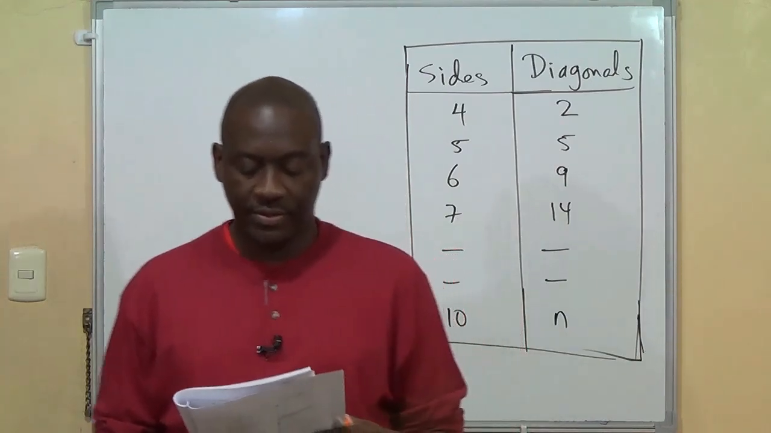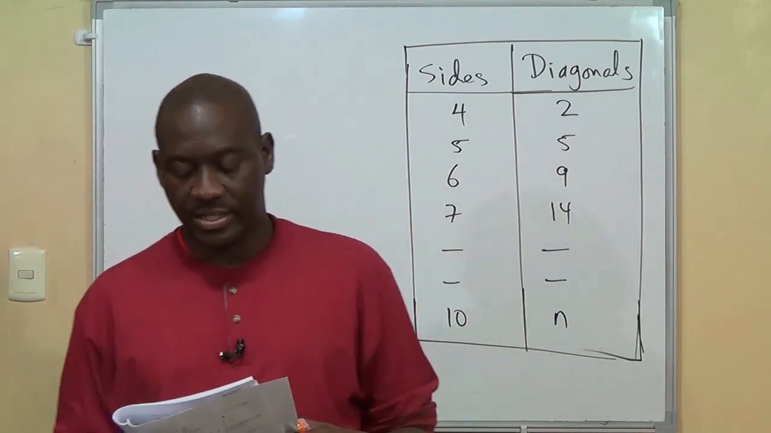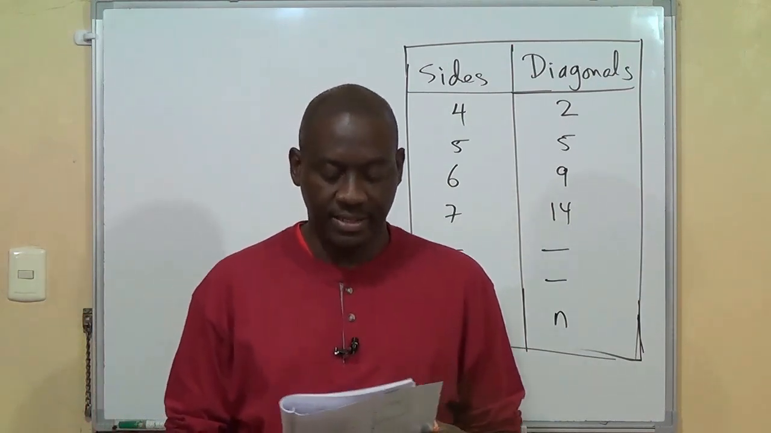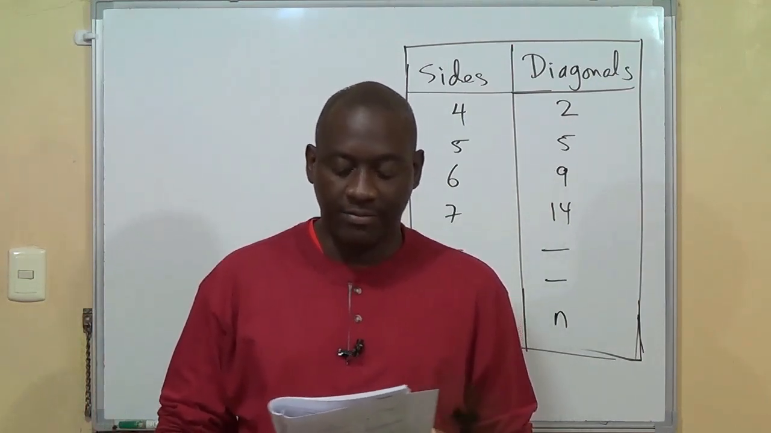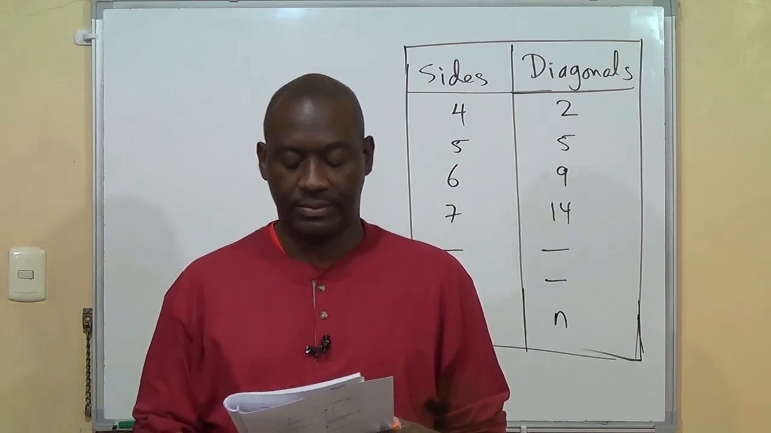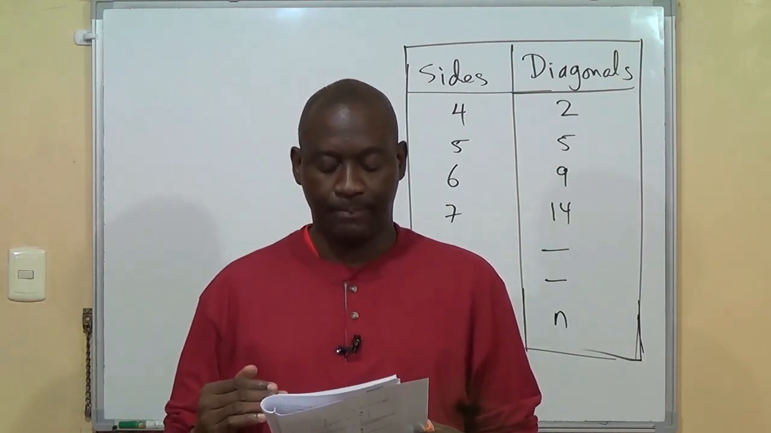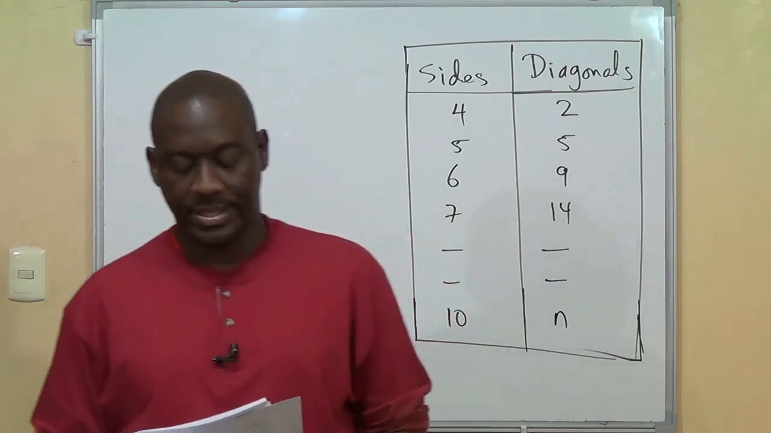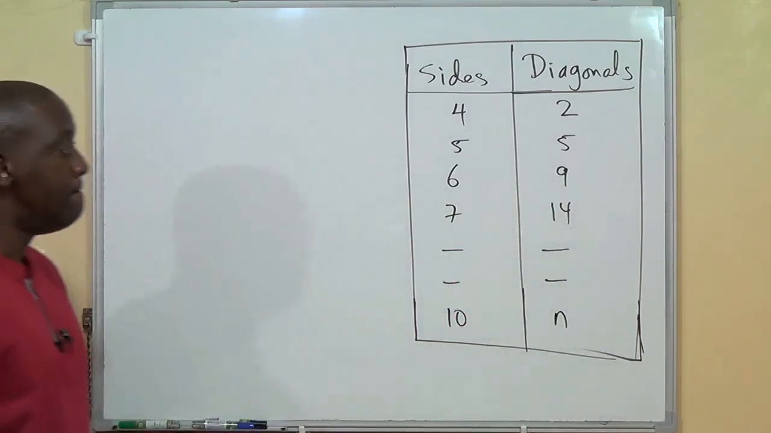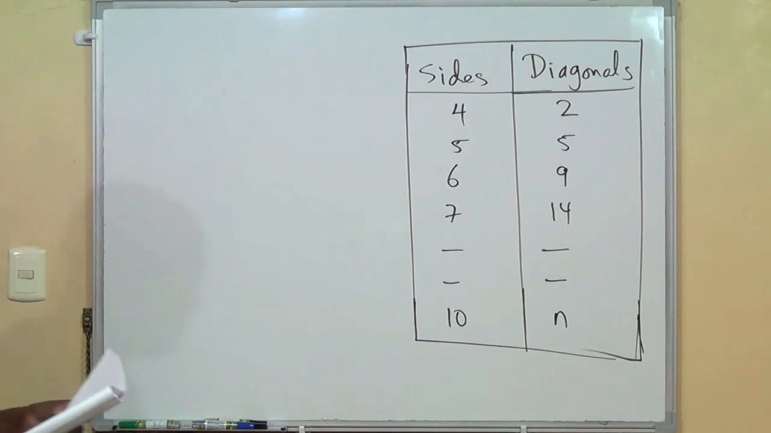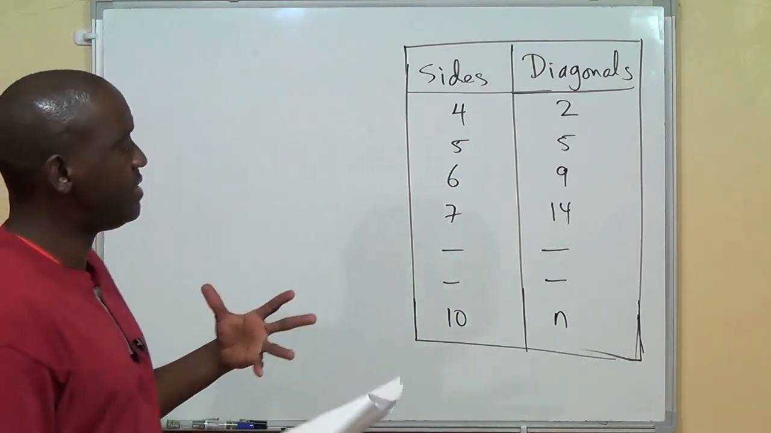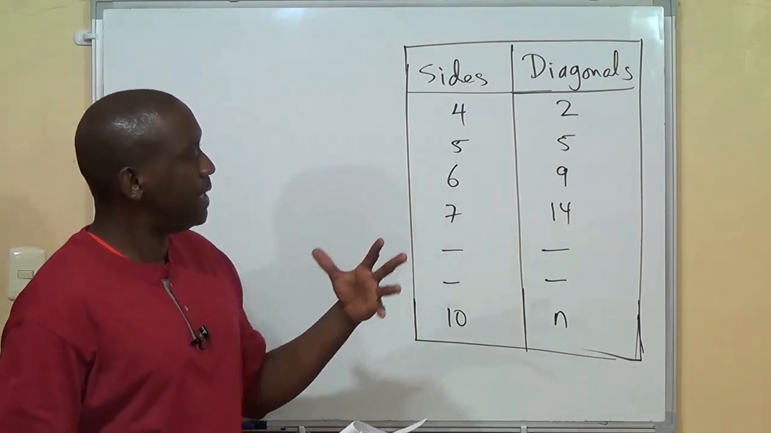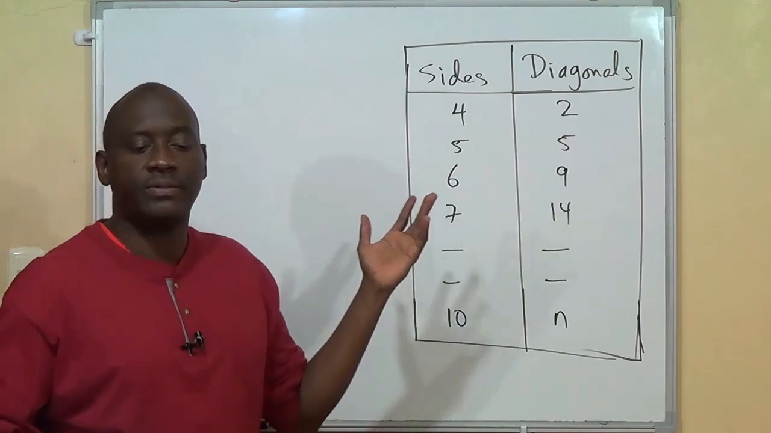Item 37 refers to the table below, which shows the relationship between the number of sides and the number of diagonals of a polygon. And they give you the table, and then they ask the question, what is the value of n? Alright, so this is an interesting question because all you have is a table with values.